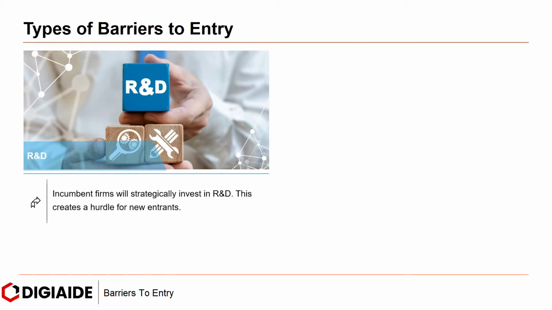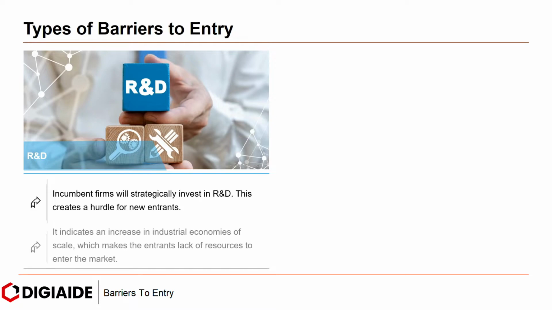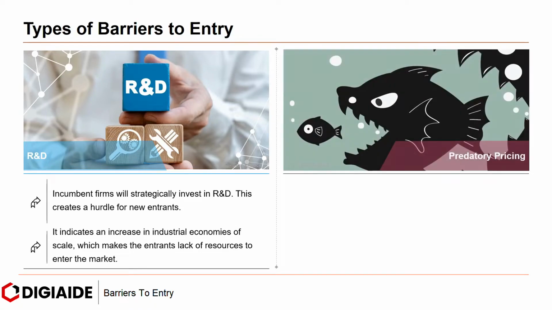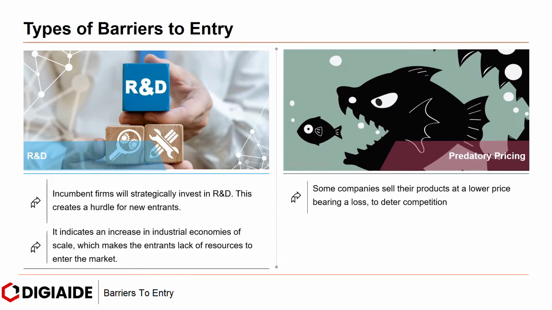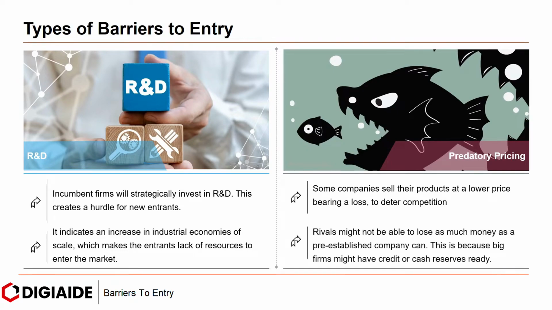R&D. Incumbent firms will strategically invest in R&D. This creates a hurdle for new entrants. It indicates an increase in industrial economies of scale, which makes the entrants lack the resources to enter the market. Next, predatory pricing. Some companies sell their products at a lower price, bearing a loss to deter competition. Rivals might not be able to lose as much money as a pre-established company can. This is because big firms might have credit or cash reserves ready.